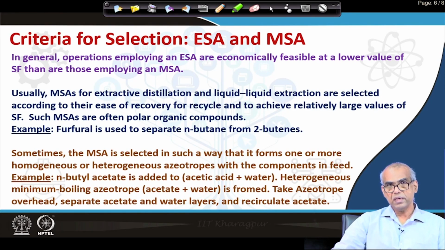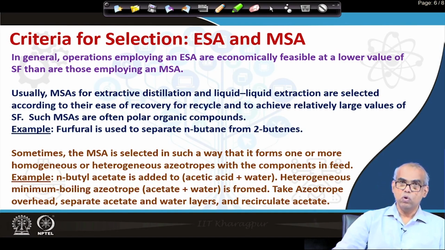Sometimes the mass separating agent is selected in such a way that it forms one or more homogeneous or heterogeneous azeotropes with the components in the feed. For example, consider the separation of acetic acid and water mixture. Here we add n-butyl acetate as mass separating agent. Upon addition of n-butyl acetate, a heterogeneous minimum boiling azeotrope of acetate and water is formed. We can take the azeotrope overhead and then separate acetate and water layers and then recirculate the acetate.